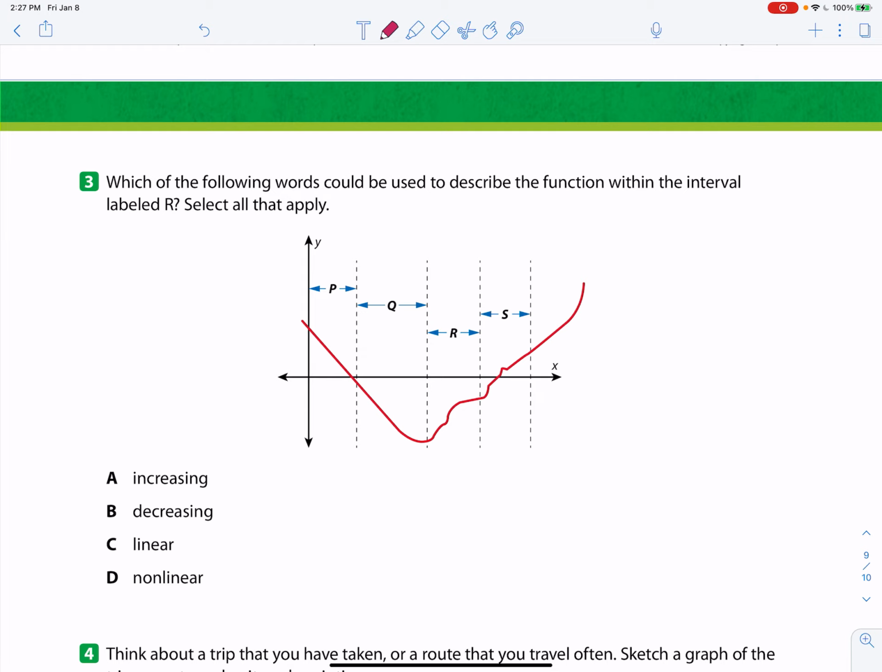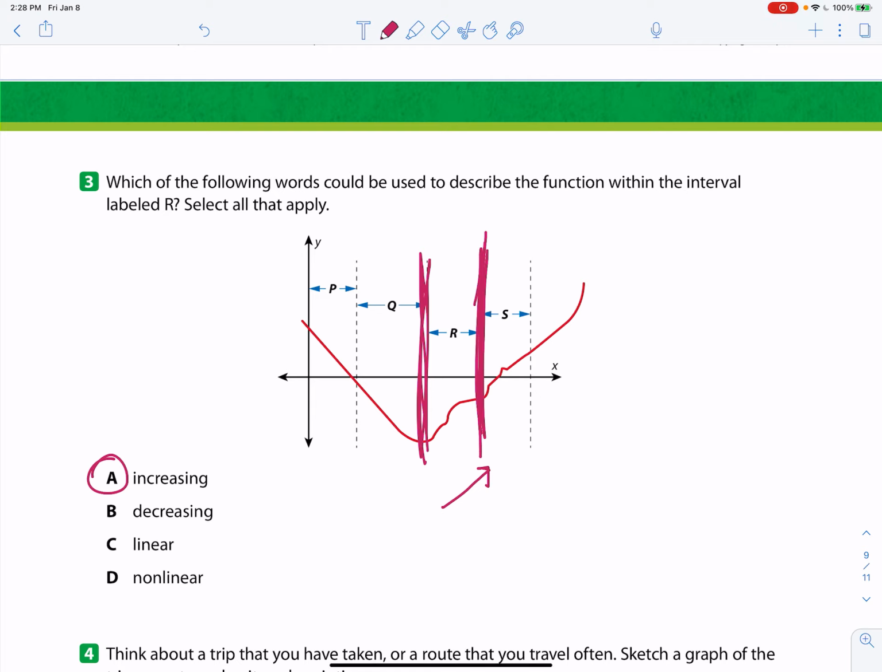All right, moving on to number 3. Which of the following words could be used to describe the function within the interval labeled R? So looking at R and only R. We're not looking at anything else. So what's happening? If we're looking at this section, we can see that overall, from left to right, for lack of a better word, the line is increasing. The little squiggly line is increasing, it's going upwards. So since it's going upwards, we say it's increasing.